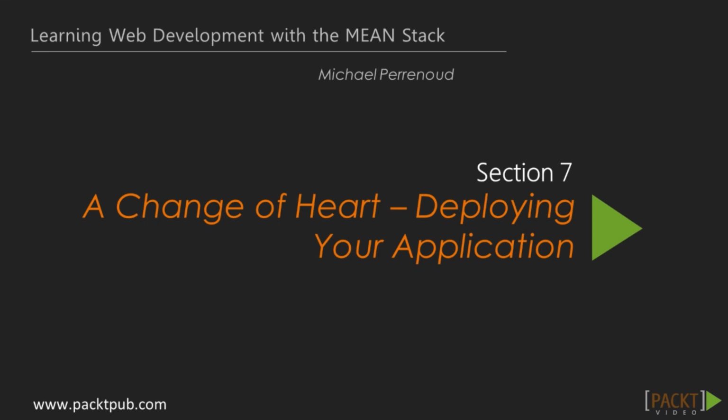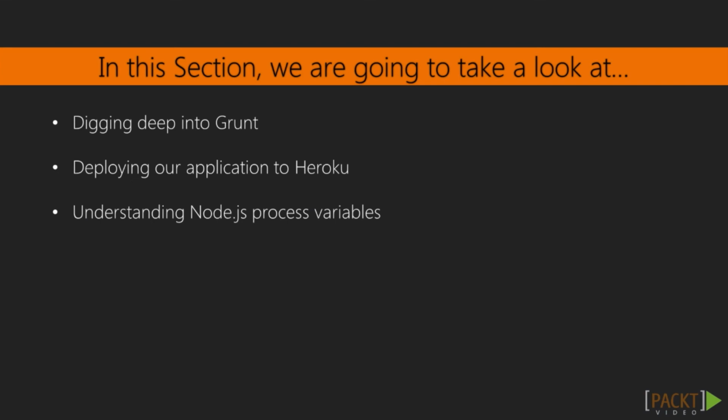In the previous section, we really nailed down the remainder of what it means to test our applications in an automated fashion. We also discussed how the testing story can become very subjective. Good luck in your adventures in testing in the future. This is the 7th of an 8-section course on the mean stack. Over the next 5 videos, we will be walking through the process of digging into Grunt distribution scripts, deploying our application, and Node process variables.